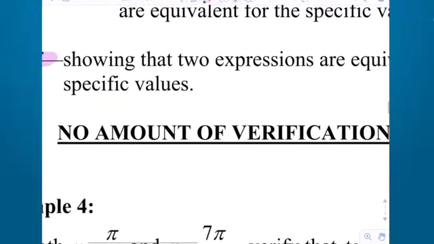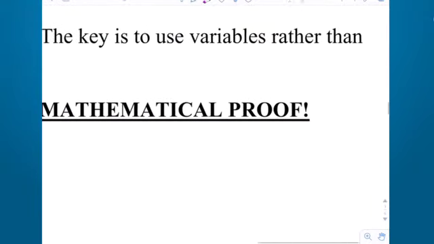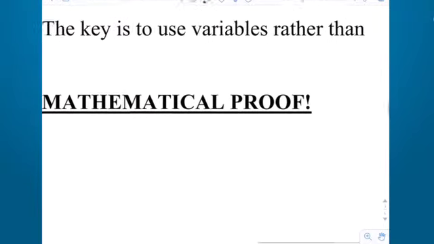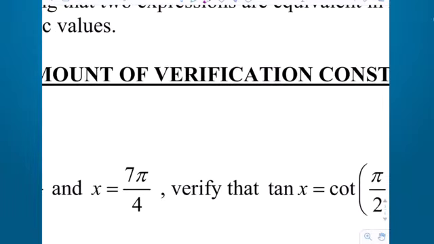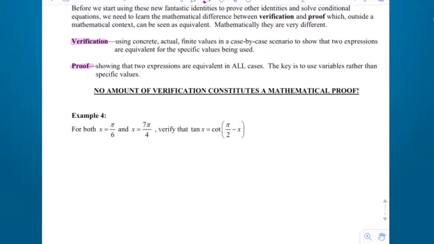So here's kind of what I was just saying. No amount of verification constitutes a mathematical proof. If you check something and it's true for like the first 5 billion cases, you can't say it's true in all cases because there could be that one little case where it's not true. And in mathematics, if it's not true for all cases, we say it's not true. It's false, even though it might be true for most of the time.